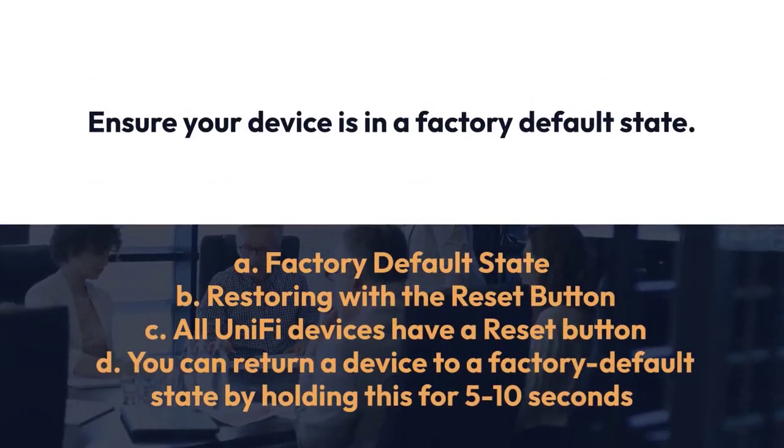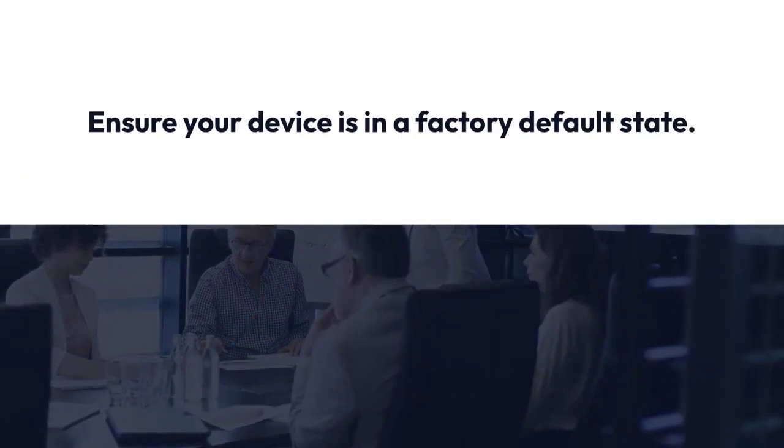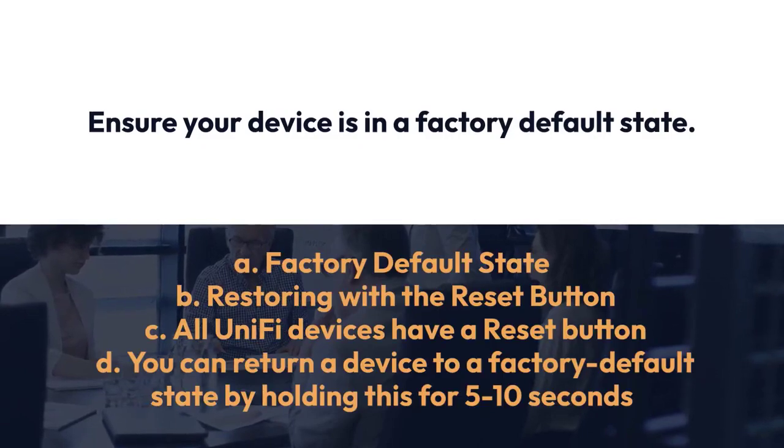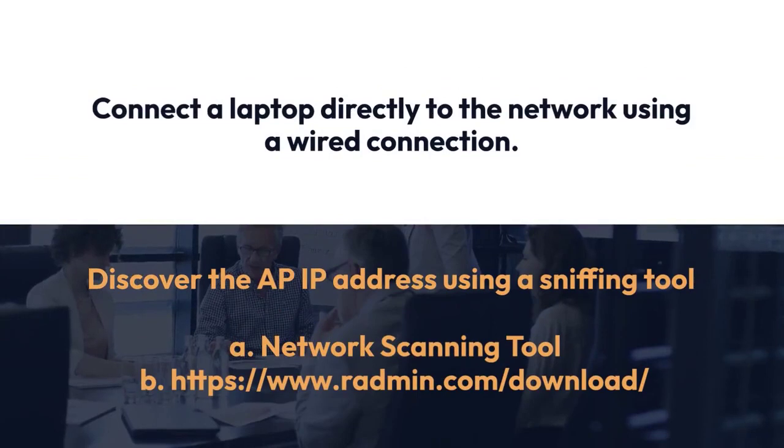All UniFi devices have a reset button. You can restore the device using the reset button. You can return a device to a factory default state by holding the reset button for 5 to 10 seconds. After holding the reset button, the lights will start to flash.